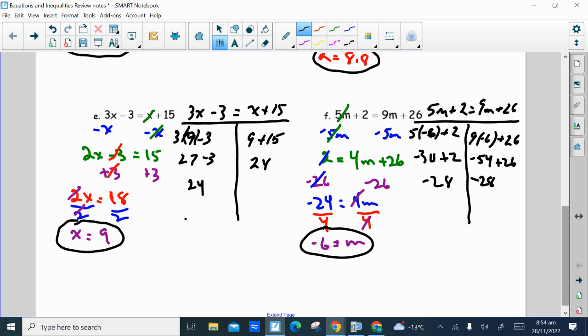So you should never get these wrong, because you can always check to make sure the answer that you get makes the equation work. Should never get these wrong.